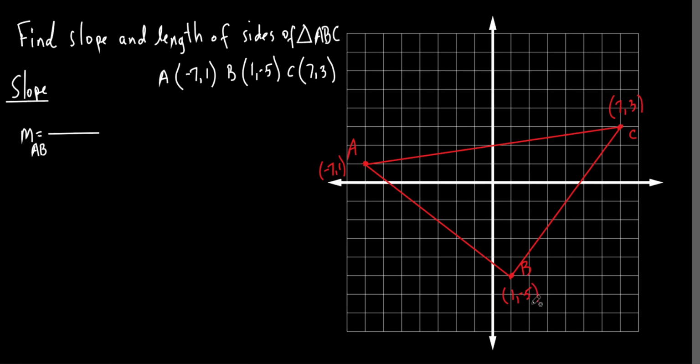Is that right? Okay. So the slope of AB right there: what are we going to put in here? Negative 5 minus 1 over 1 minus negative 7. Did I do that right? So that's negative 6 over what? 8. Do we leave it like that though? No, it would be negative 3 over 4. Everybody with me? All right, and let's do the others a little quicker. So let's do BC.